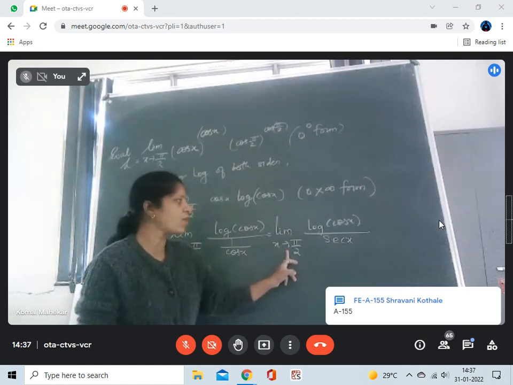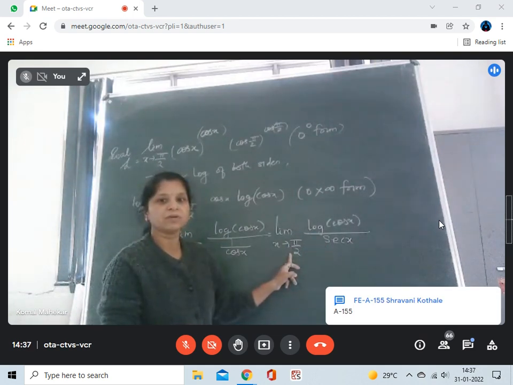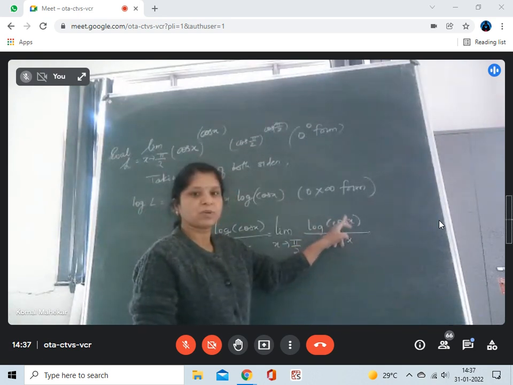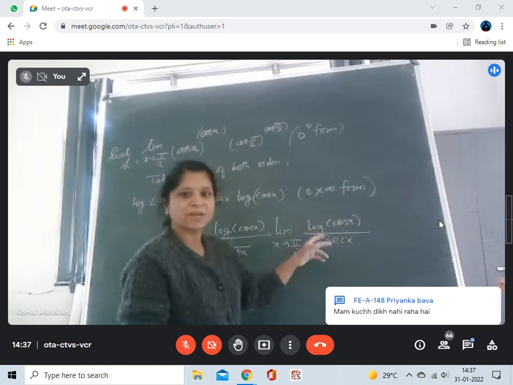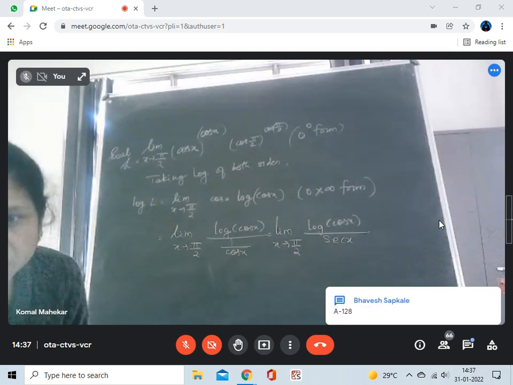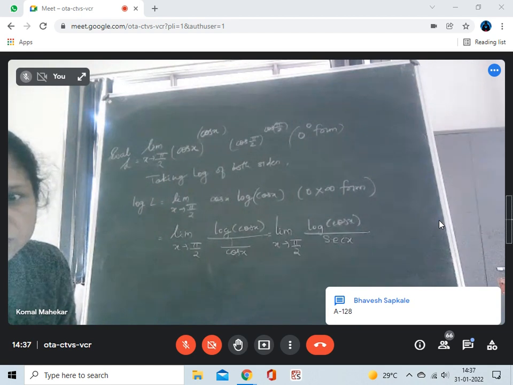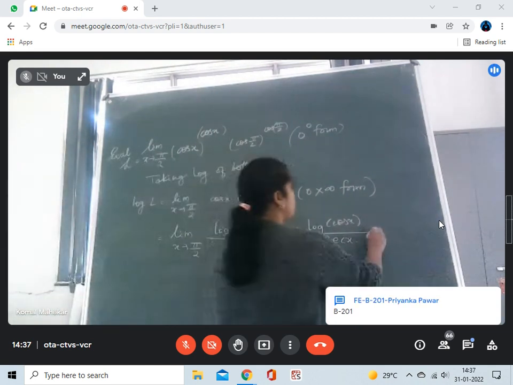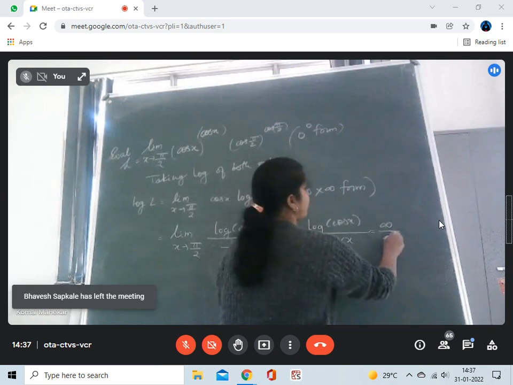And now see the form, if you put x is equal to pi by 2, this becomes log of cos of pi by 2. Cos of pi by 2 is 0 and log of 0 is infinity. So this is equal to infinity by infinity form.